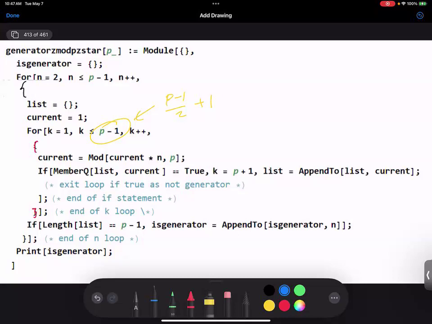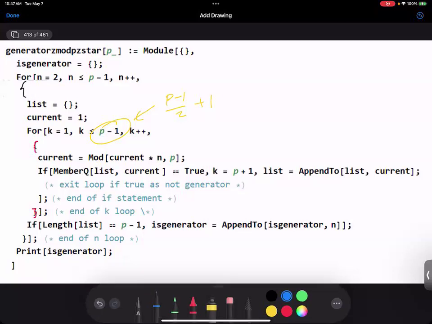And then if it's taking too long, are there some tricks you could do to quickly figure out if something is a generator without calculating everything? What can you do? There are some things you could do to make this even faster, which I will leave for a later time. All right, so this is a good place to stop.